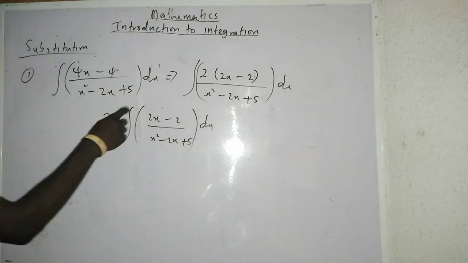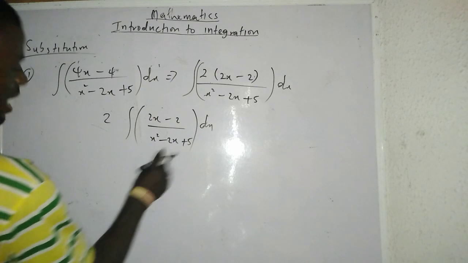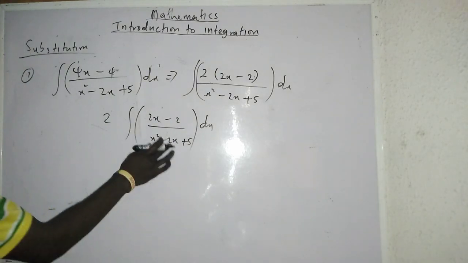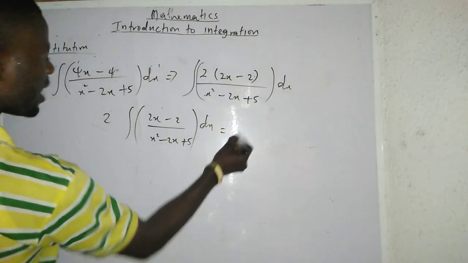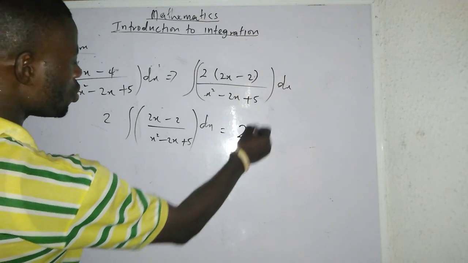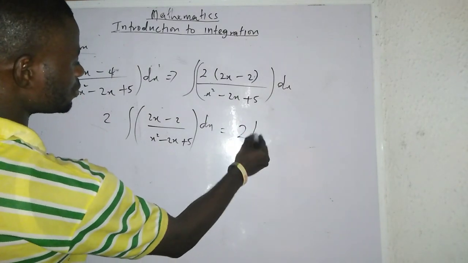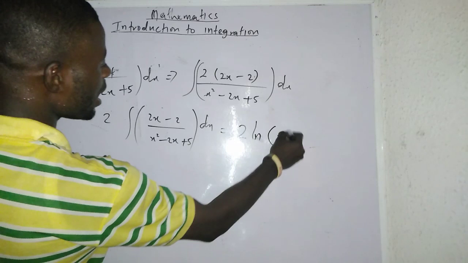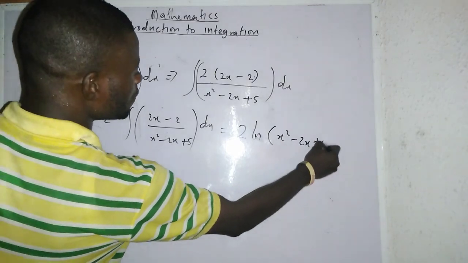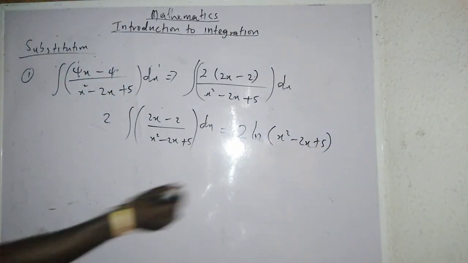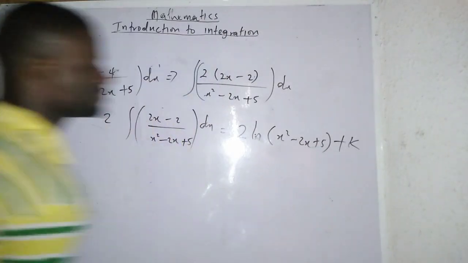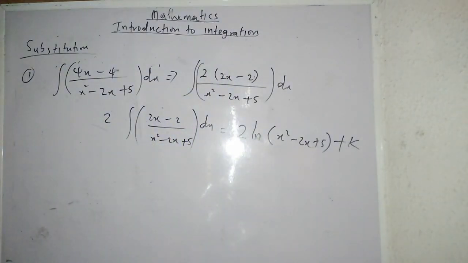If I differentiate this, I will have this, since differentiating this gives 2x. It means my answer will be 2 ln of x squared minus 2x plus 5. That's my final answer, plus k, sorry. Plus k. That's my final answer. Now, I think we have done very well on this part of it.